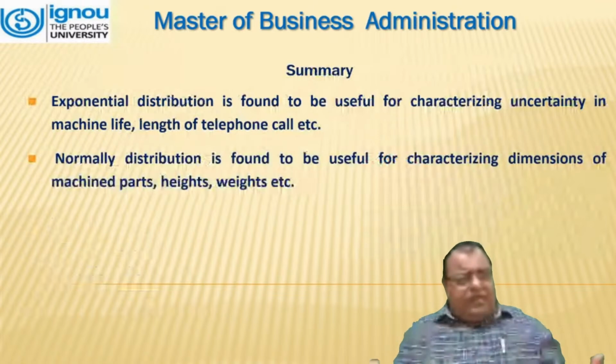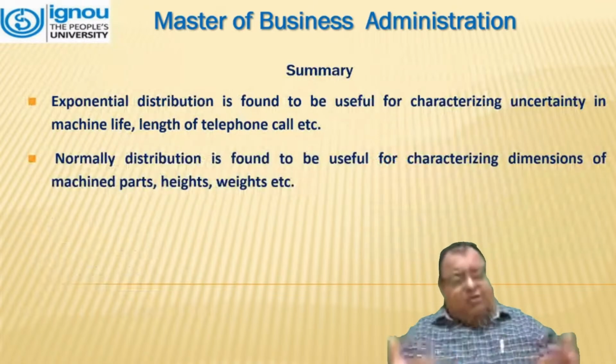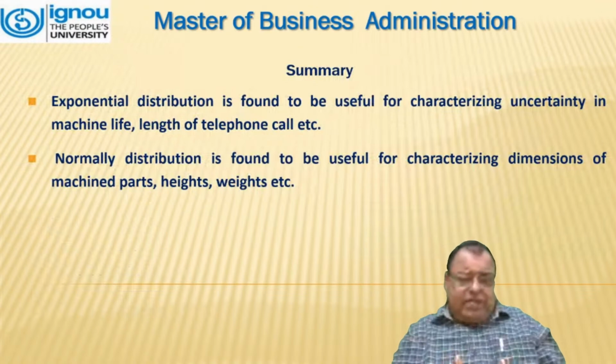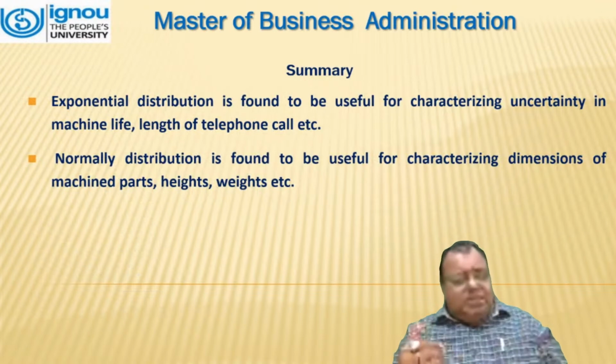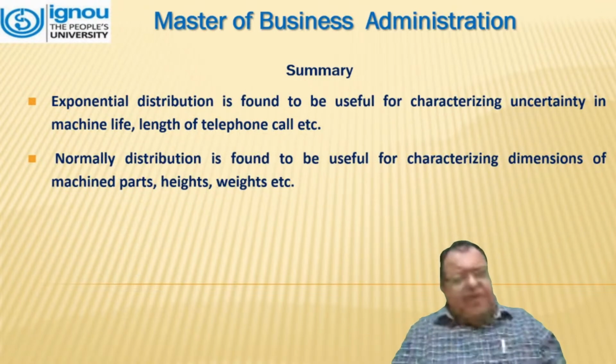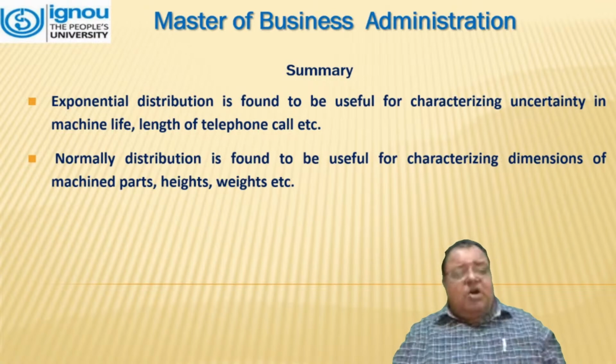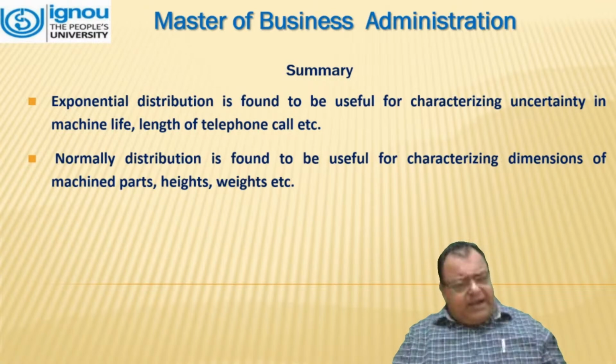Now what we have understood from what we have calculated: the exponential distribution is found to be useful for characterizing uncertainty in machine life, length of telephone calls, etc. And the normal distribution is found to be useful for characterizing dimensions of machine parts, heights, weights, etc.